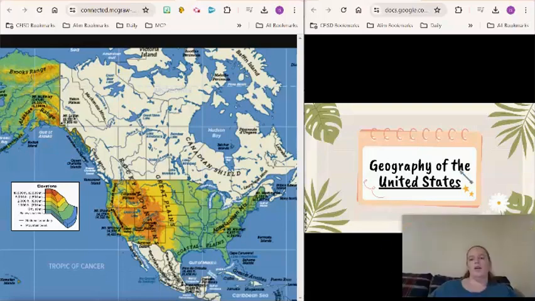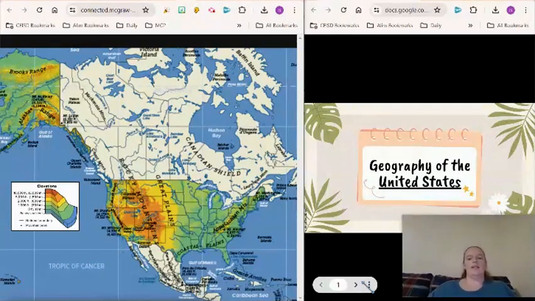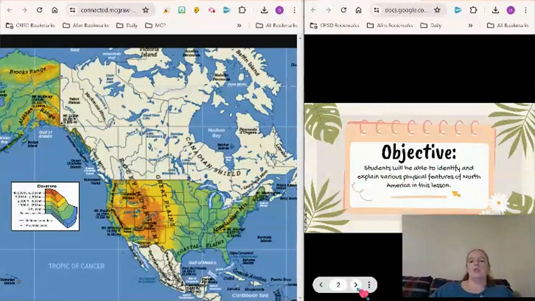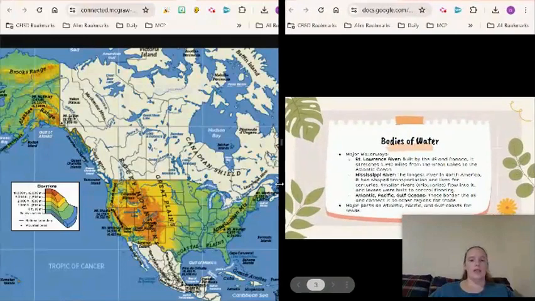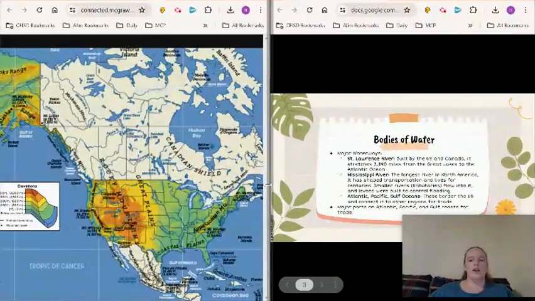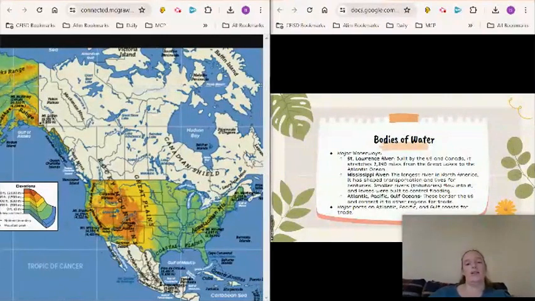Hello, today we are talking about the geography of the United States. So today's objective is that students will be able to identify and explain various physical features of North America in this lesson. I'm going to put these slides over to the side so that you can see some various information. However, I'm not going to read all of it. Feel free to pause the video as necessary.